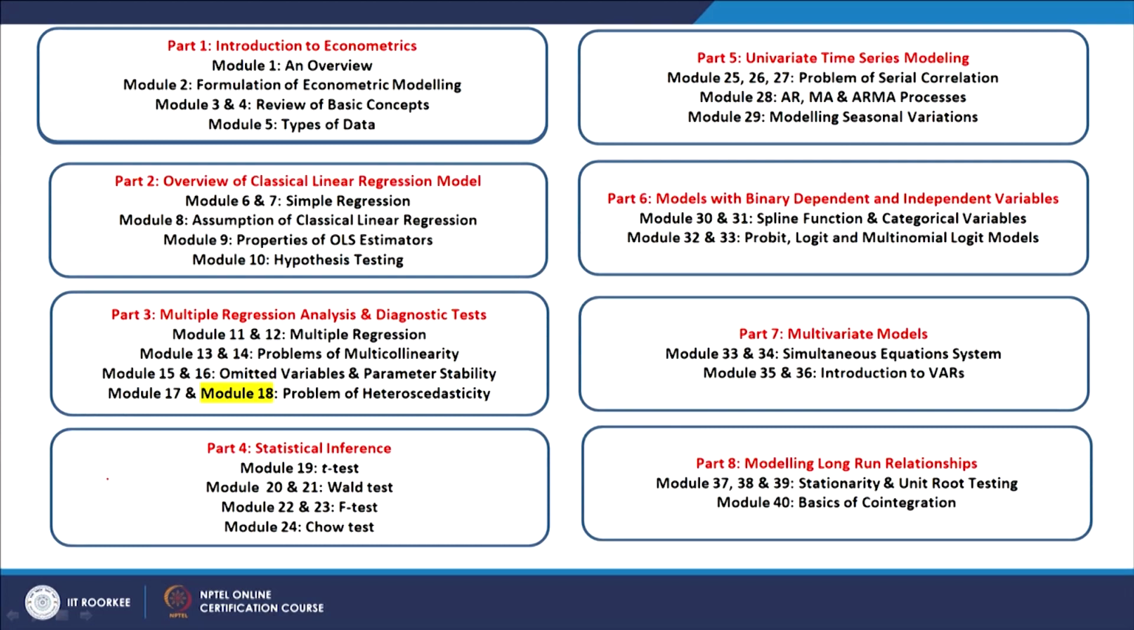In module 17, we discussed the definition of heteroscedasticity, what kind of problem it leads to, and how we can test for heteroscedasticity. There I had discussed 4 alternative tests to test for the presence of heteroscedasticity: the Spearman rank correlation coefficient test, the Goldfeld-Quandt test, the Breusch-Pagan test, and finally White's test. Now, I am going to discuss how to deal with heteroscedasticity.